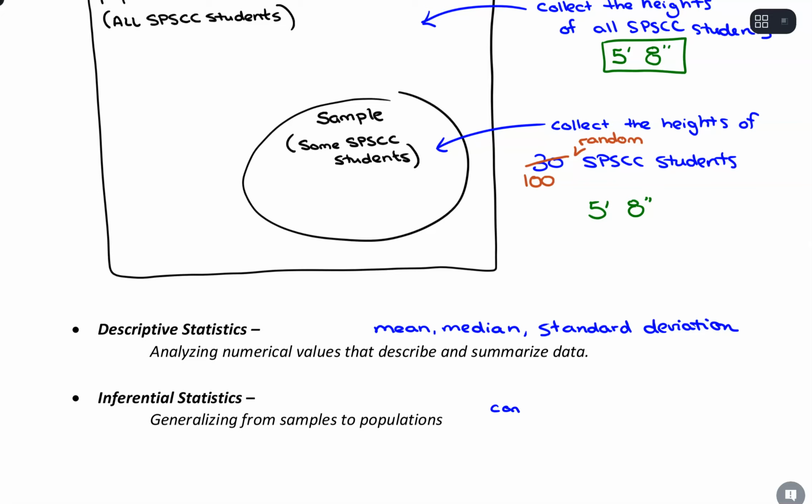Inferential statistics is where we're going to generalize from samples to populations. So we do this with confidence intervals. We also do this with hypothesis tests. And it's this idea, like we were talking about up above, where if I take these 100 random SPSCC students and I see this average height, what does that tell me about the population? What assumptions can I make about the population? And what, if any, are the errors coming through with my data?